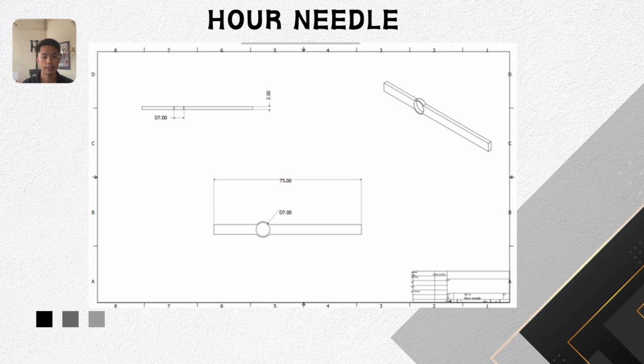The needle has a length of 75 mm, a central hole diameter of 7 mm for fitting onto the clock mechanism, and a thickness of 2 mm. The simple compact design ensures smooth movement and readability.